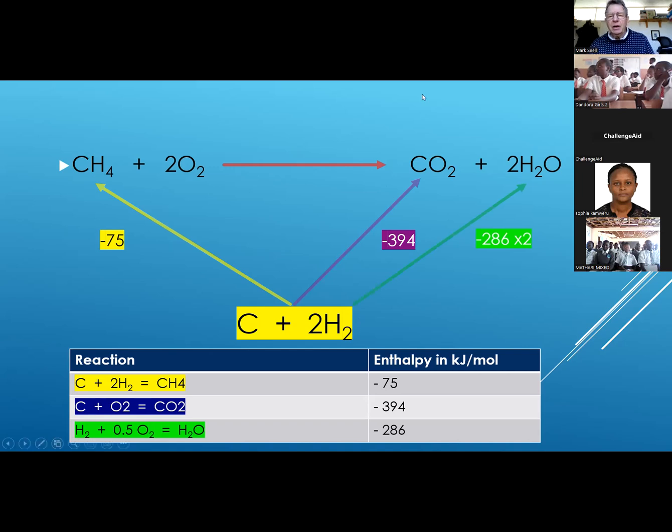And then we have to remember that the question mark is from CH4 and oxygen to carbon dioxide and water. And that is the same as going from CH4 and water down to carbon and hydrogen and up again. So this is the one we would have to reverse. So this one would become positive 75.